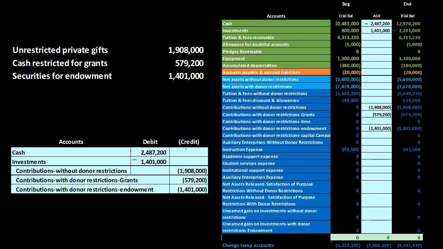And then we have the three contribution type of accounts broken out by the restriction and type of restriction. So we have the contributions without donor restrictions. That's going to be our favorite type of account. So we've got the contributions without donor restrictions going up in the credit direction, increasing what would be similar to the net income type of number. Then we have the contributions with restrictions with regards to grants, and contributions with donor restrictions with regards to an endowment. So that's going to be increasing the amount with the endowment.